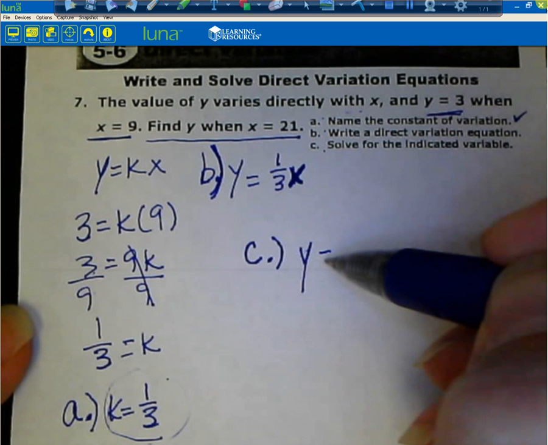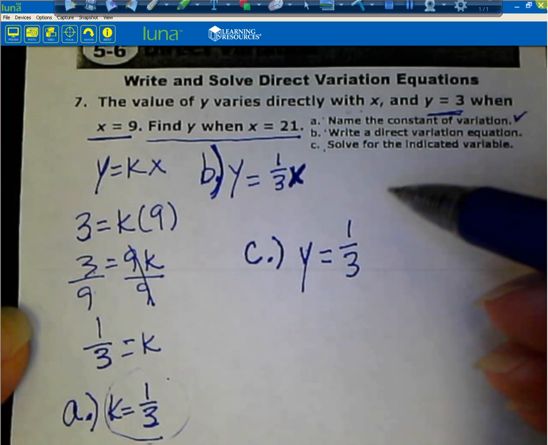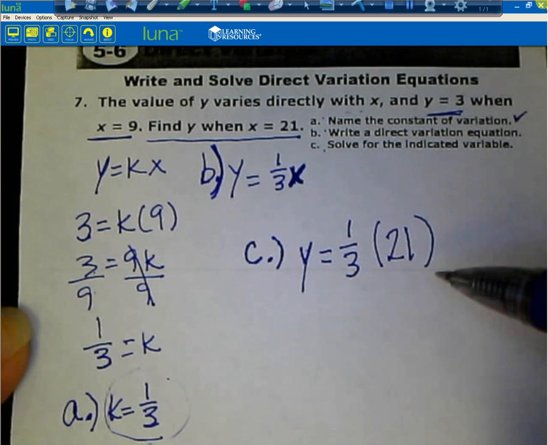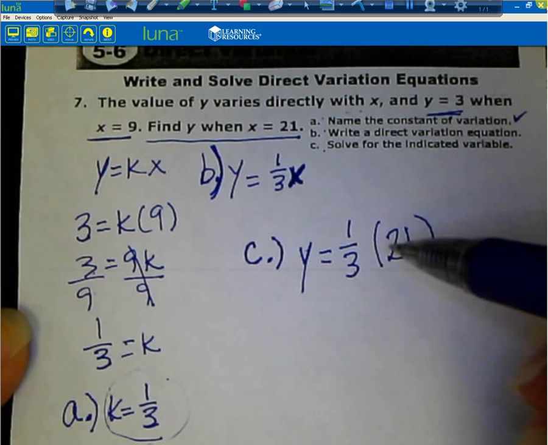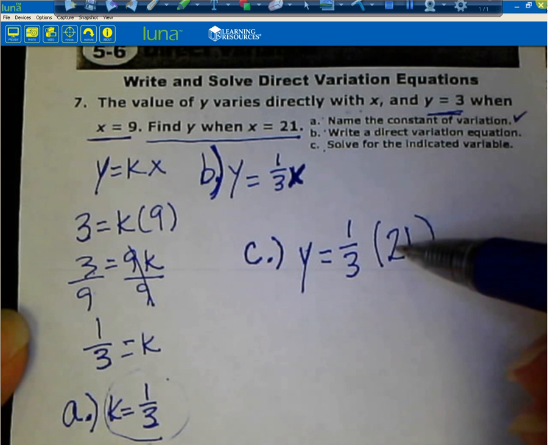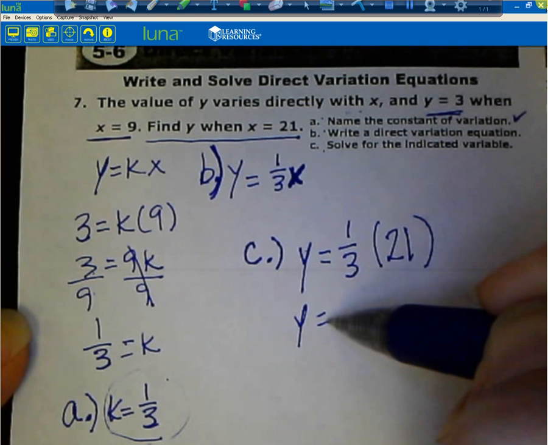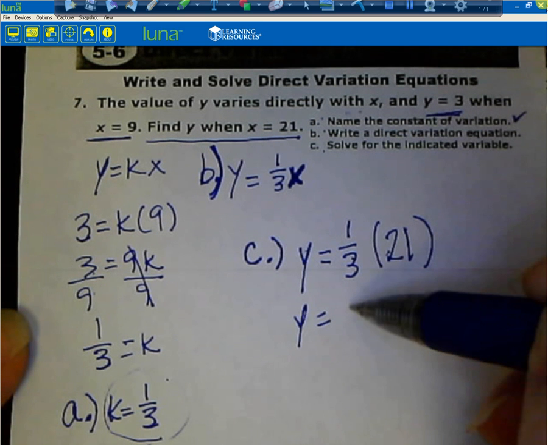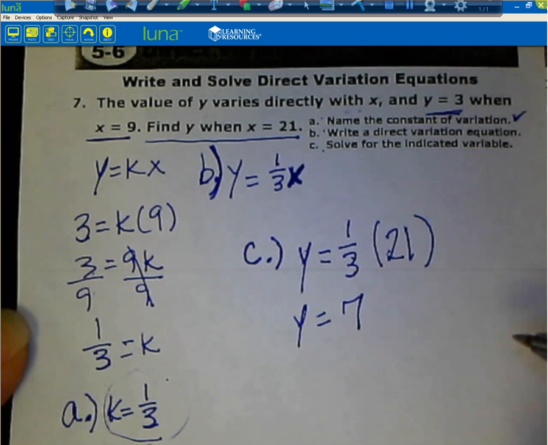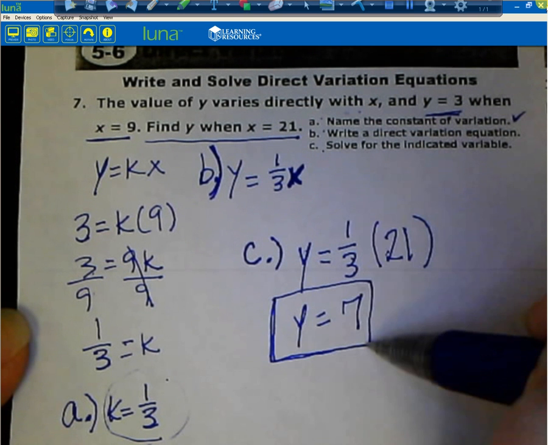y equals, again, I'm going to plug in that k that I found and the x that they've given me, which is 21, to solve for y. Now you're going to type this in your calculator, 1/3 times 21, and it's going to give you 7. So y equals, and again, multiply that together, and it's going to give you 7, and y is solved for. So C is y equals 7.